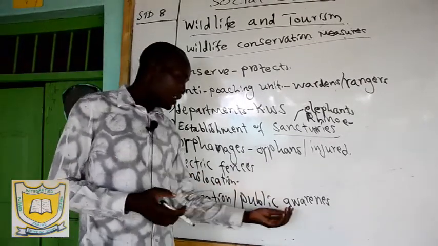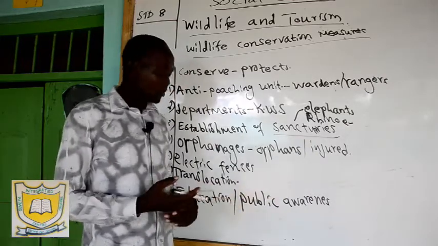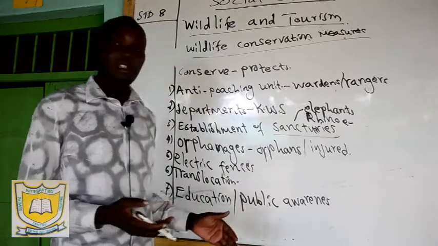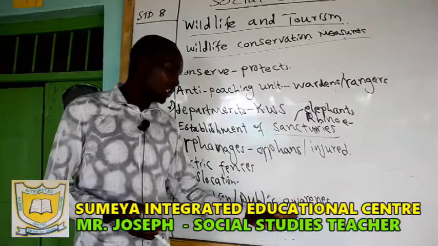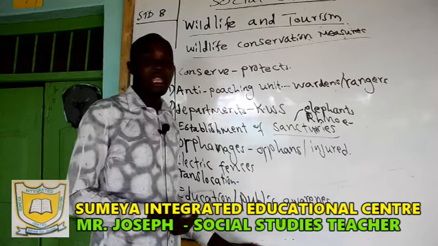So at the end of the day, when you are found killing wild animals, that will be your own problem. Because we have said the best way of conserving wildlife is to educate people. You are told the importance of wildlife, then that's the best way. It's also called public awareness.